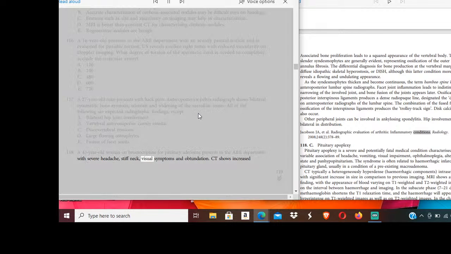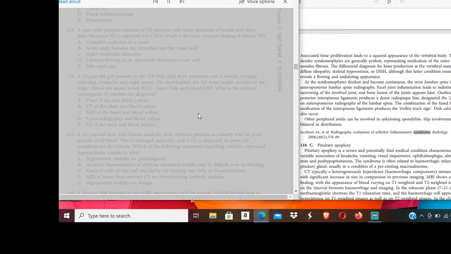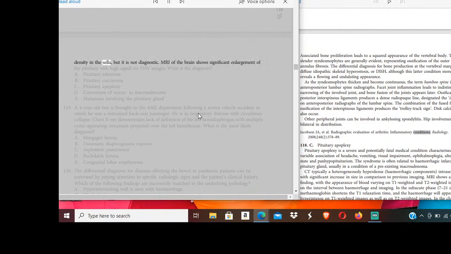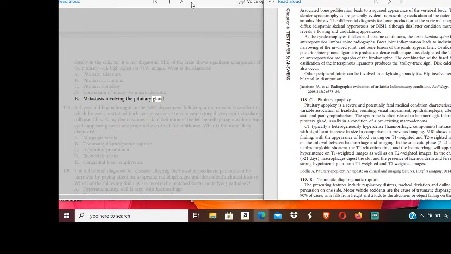Test paper 3, questions. 139. Severe headache, stiff neck, visual symptoms and obtundation. CT shows increased density in the sella, but it is not diagnostic. MRI of the brain shows significant enlargement of the pituitary, with high signal on T1W images. What is the diagnosis? A. Pituitary adenoma. B. Pituitary carcinoma. C. Pituitary apoplexy. D. Conversion of micro to macroadenoma. E. Metastasis involving the pituitary gland.